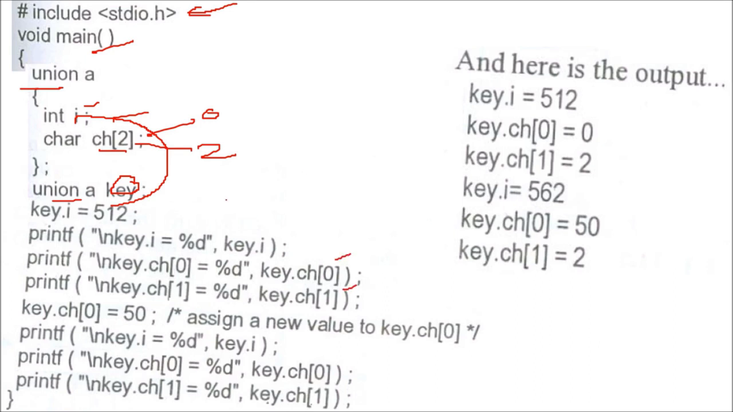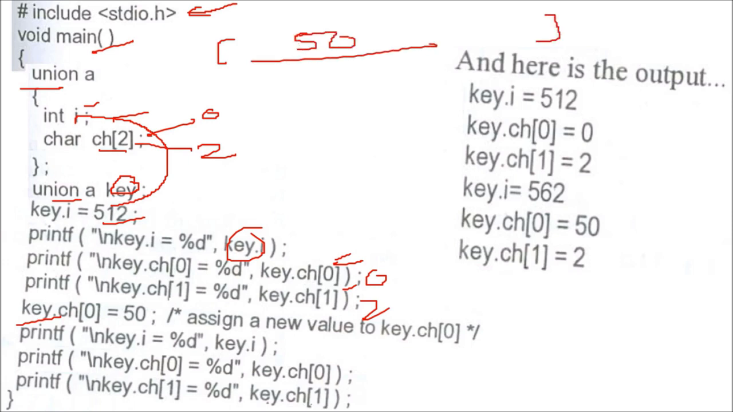Now when we print it, there is no problem. This will be 512 because it has been assigned. This will be 0 and this is 2. Now things have changed. We are assigning the first, that is this whole location. The first one is now assigned 50. Okay, and now we want to print it.